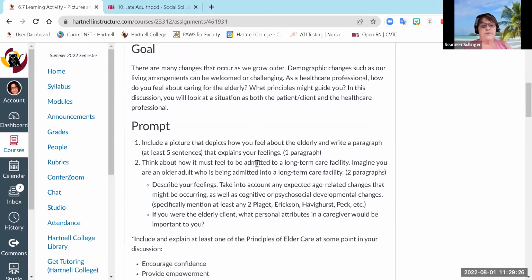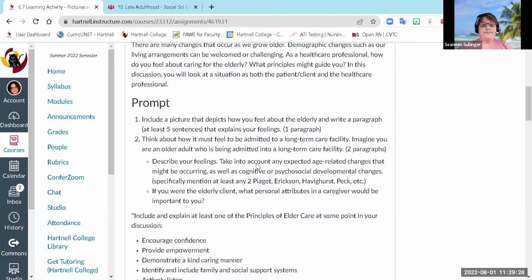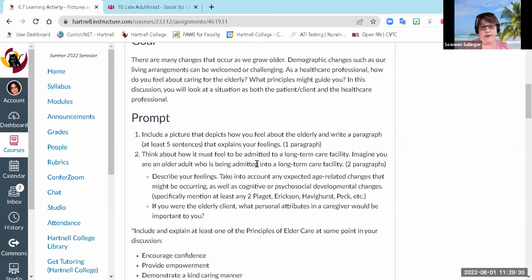So what you're going to do for this is not a discussion. This would be, I guess, a paper. Include a picture that depicts how you feel about the elderly, and then write a paragraph that explains your feelings and why you chose that particular picture. It can be a picture, it can be a piece of artwork, anything like that, that portrays how you feel about the elderly.